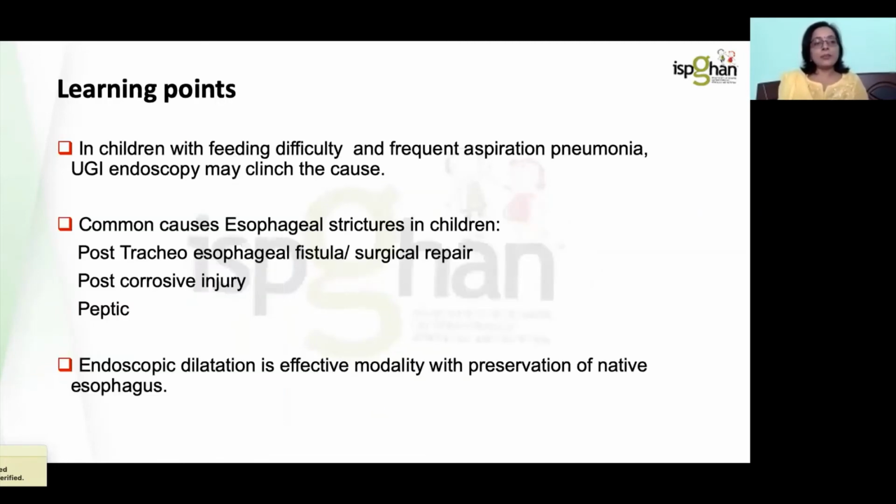So the learning points from this case are: in children with feeding difficulty and frequent aspiration pneumonia, upper GI endoscopy may clinch the cause. Common esophageal strictures in children are caused by post-tracheoesophageal fistula repair or any other esophageal surgery, post-corrosive injury, and rarely peptic injuries. Endoscopic dilatation is an effective modality with preservation of native esophagus.